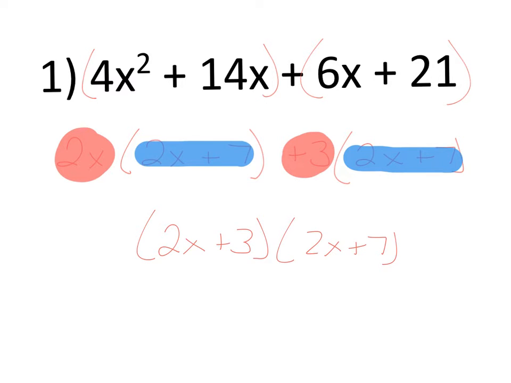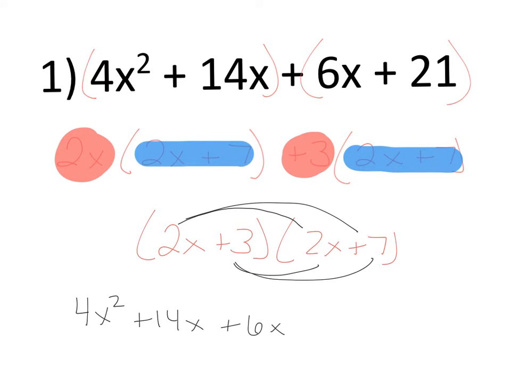Now you need to understand that everything we're doing here is reverse FOILing. So if I take this back and do FOIL, I would get 4x squared plus 14x plus 6x plus 21. Now if I look at this original and then look here, those should match up. But your answer right here is this one. This is what we're looking for as a final answer. But just note that if we FOIL, we should get back to the original. So factoring is just backwards FOIL, or reverse FOIL.